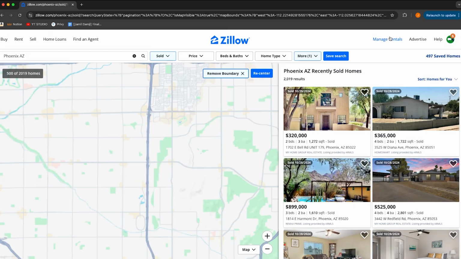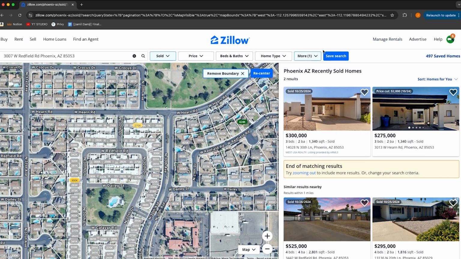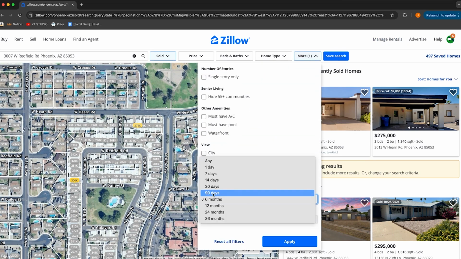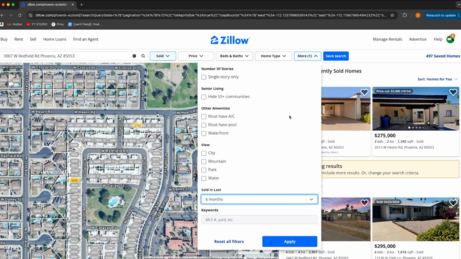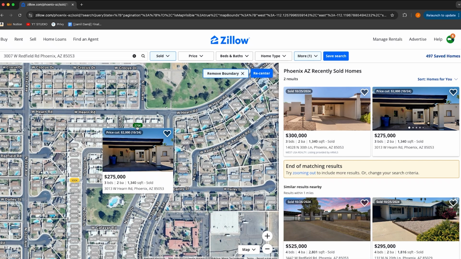So let's dive in a little bit farther into this complex. I want to make sure we're only seeing comps from 6 months. Here we go, so we put this on 6 months. That's great. Hit apply. So this is only showing me what's sold in the last 6 months. Let's check out this 275. So we have a 275 sale, but it's 200 square feet bigger.